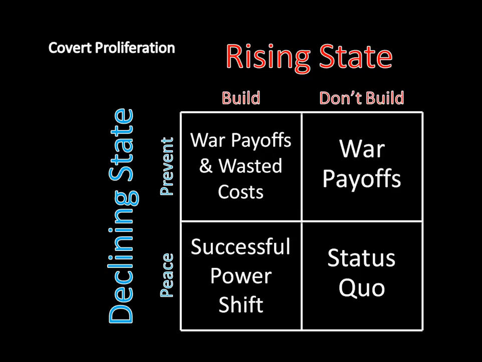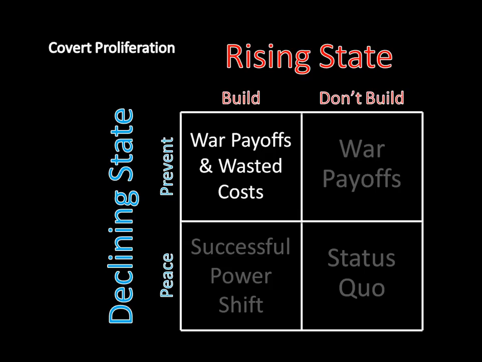All right, let's think about whether any of these outcomes are sustainable. Start with the top left-hand corner. War payoffs and wasted costs. Would any one of these parties, the declining state or the rising state, want to change if it knew that this was going to be the outcome? Well, in fact, the rising state would want to change its choice here.